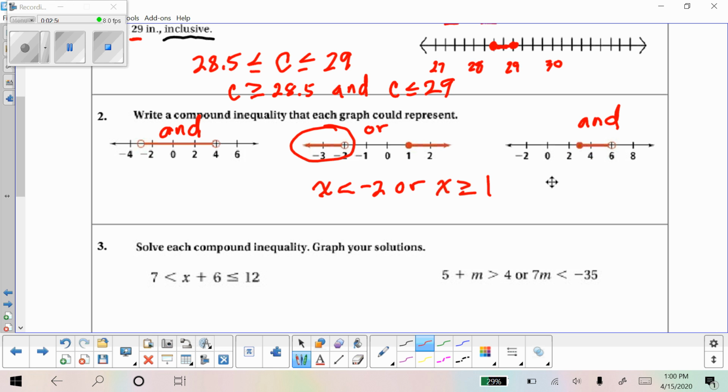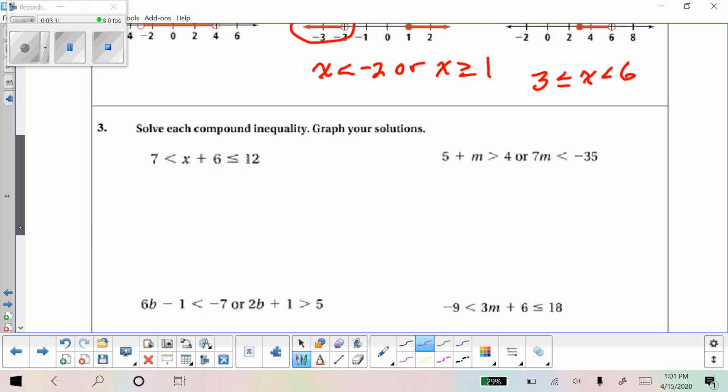The last one here, we can combine these into one inequality. Start with your lowest number, which is 3, less than or equal to, because it's a solid dot, then your variable x, and then less than 6, because it's an open circle.